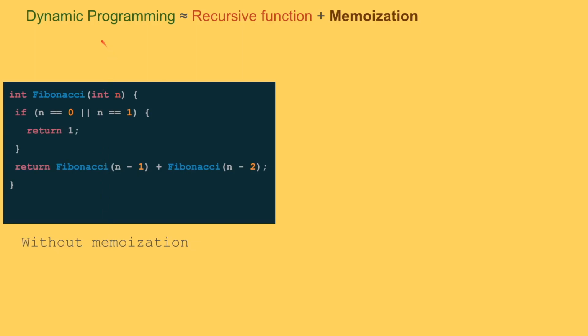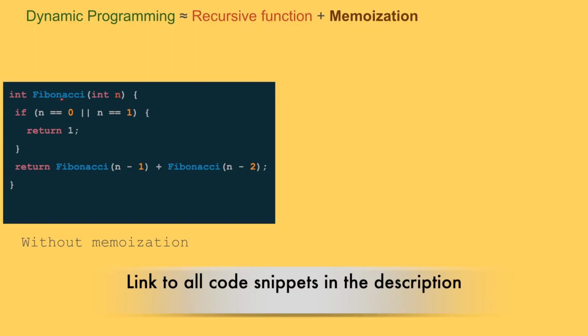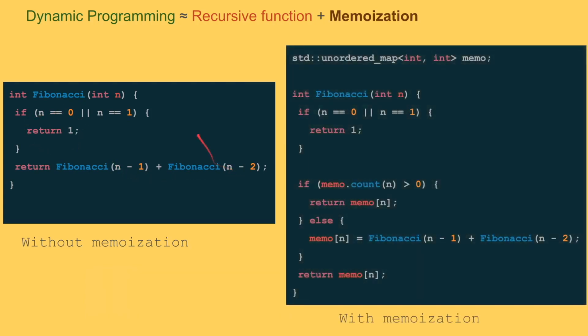Now, loosely, we can say dynamic programming is really using a recursive function plus memoization. Here is our Fibonacci function implementation, our base case, n minus 1, n minus 2. And then if you want to add memoization, again, you can add a map. You could also use a vector or an array. And after checking for base cases, you check to see if the result exists in the memo. In that case, you're done. You return that value. Otherwise, and only then, do we perform the calculation. And then we update the memo.